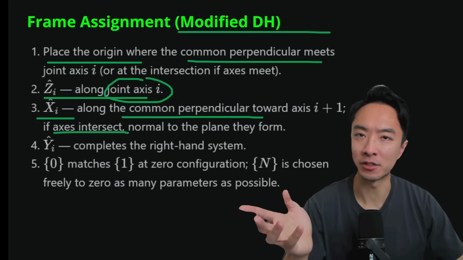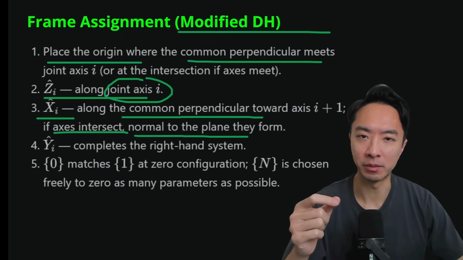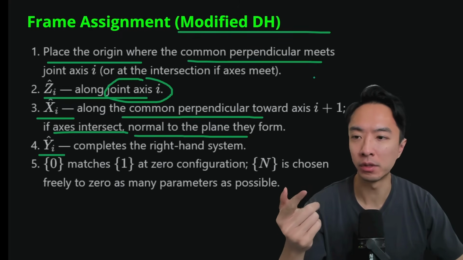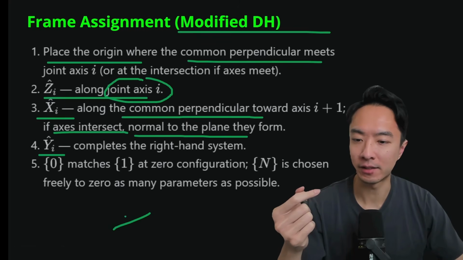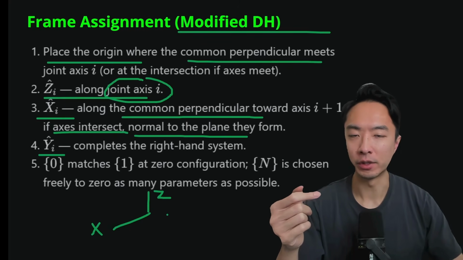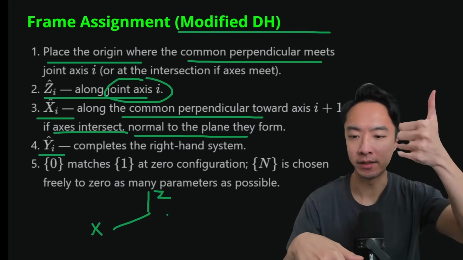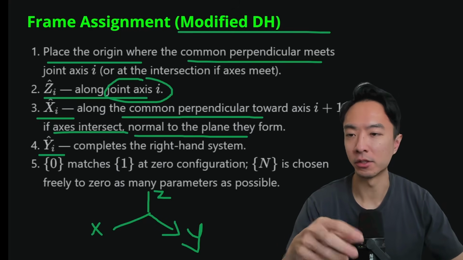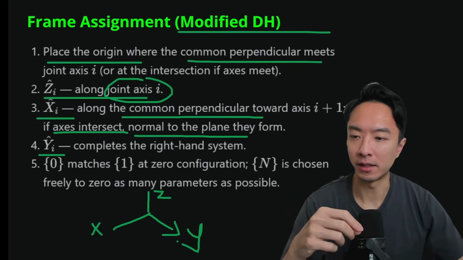And if the axes intersect, it's going to be normal to the plane they form. And then the y axis by the right-hand rule. So if you have x here and then z here, then we know that x curl to y, z is up. So by the right-hand rule, we have y going this way. So just use the right-hand rule to get the last axis.